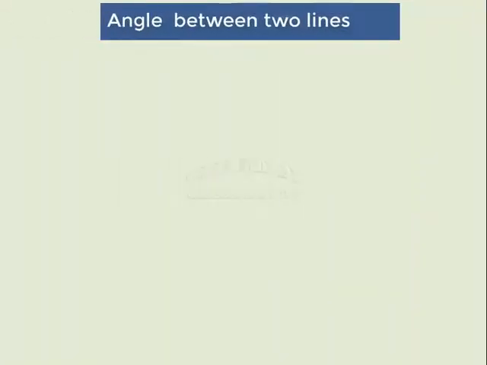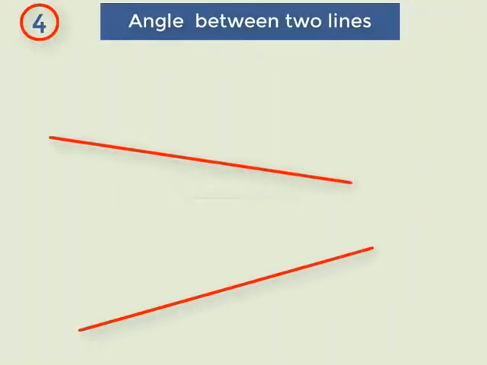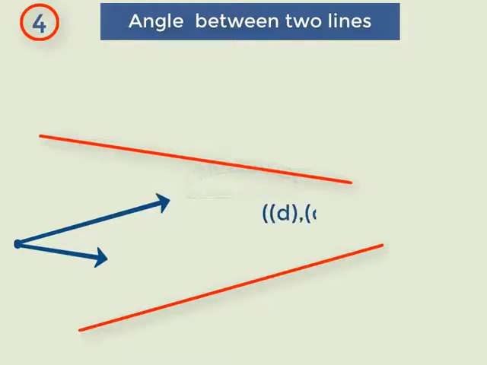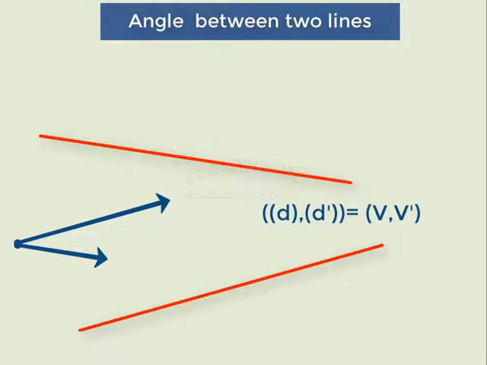Angle between two lines. Given two non-parallel lines D and D', if V and V' are respectively two direction vectors to D and D', then the angle between D and D' will be equal to the one between V and V'. So it refers to an angle between two vectors.